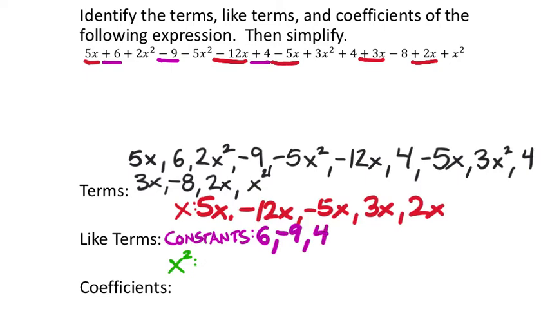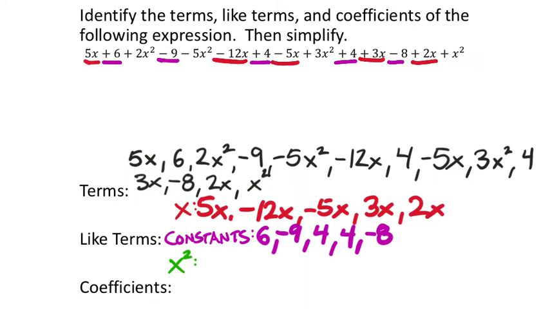Then we got a positive 3x squared. Nope, that's not a constant, but the positive 4 is again. We have another positive 4. 3x we used, and then the negative 8 there. Yep, that's also a constant. Then again, we got the x squared at the end. That's not a constant.